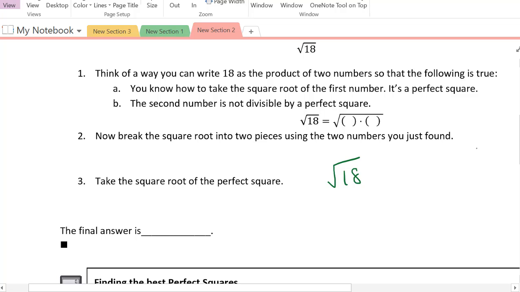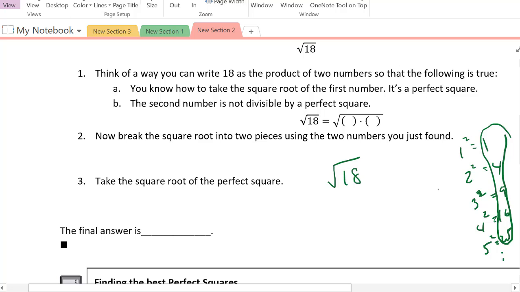Again, what are the perfect squares? Perfect squares are 1, 4, 9, 16, 25, and so on. These guys are our perfect squares. So when you want to simplify a square root, the question is, what's a perfect square that can go into 18? You want to break it up into a perfect square. So you want to break it up into 9 and 2. One of them has to be a perfect square. Which one's the perfect square? 9. Now the square root of 9 is going to give us 3, and then we're left with square root of 2. So that's our answer. That's how we simplify a square root.